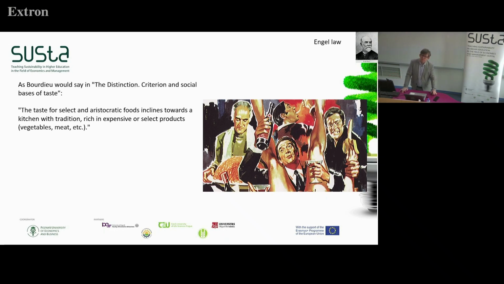Bourdieu, do you know Bourdieu? Bourdieu is a very important sociologist. He wrote Distinction: A Social Critique of the Judgement of Taste. And the principle he proved is that the taste for select and aristocratic food is inclined toward a kitchen with tradition, rich and expensive or select products, vegetables, meat, etc. So the food we buy, the food we eat, the way we cook food, the way we eat food is part of our society. So it's part of our sustainability strategy.